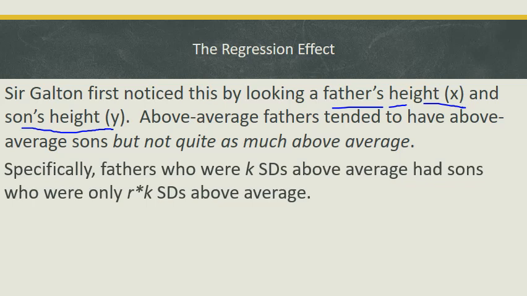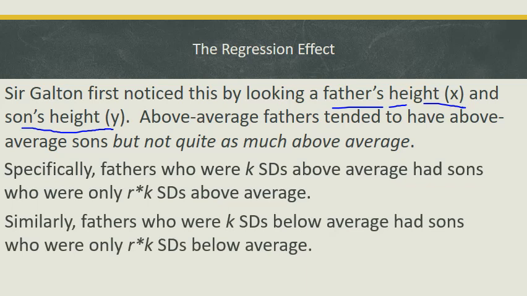Furthermore, there was a consistent effect that depended on the sample correlation. And when I'm talking about the effect, it is much more convenient to express height in standard deviations rather than in centimeters. The effect noticed by Galton was that fathers who were k SDs above average had sons with an average height that were only r times k SDs above average. And since r is less than or equal to 1, that meant that the sons were not as far above average as their fathers. And the same effect held true for fathers and sons who were below average height.